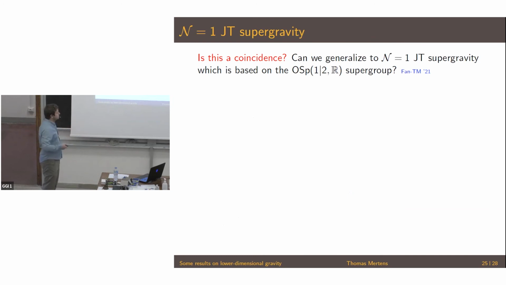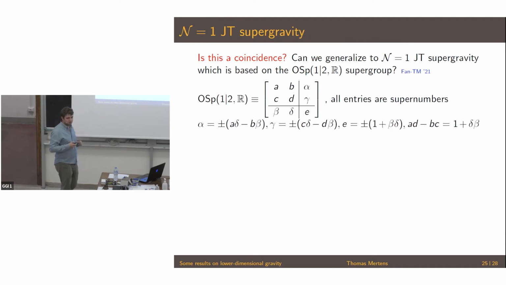Because, well, it looked like we did some very subtle things. So can we generalize this to other models and see that the same kinds of mechanisms work there as well? And we checked this for the n=1 supersymmetric case, which is based on the OSP 1/2 supergroup. So let me very briefly mention a little bit on how that works.